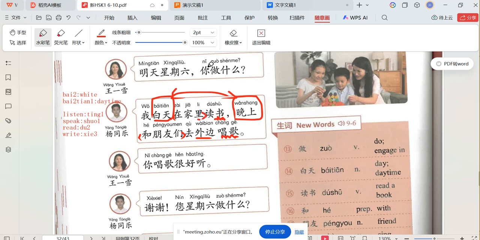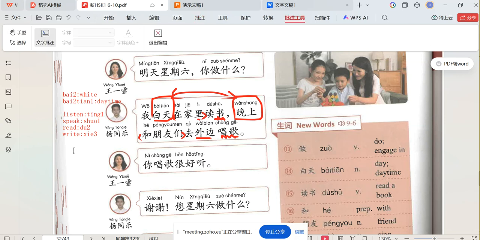In, we say 里. So what's the word which has the opposite meaning of 里? How do we say out?